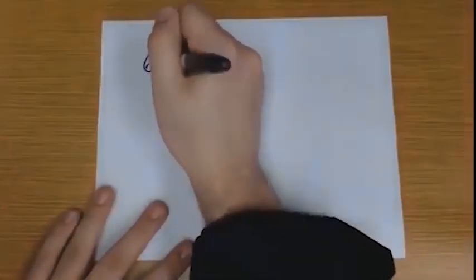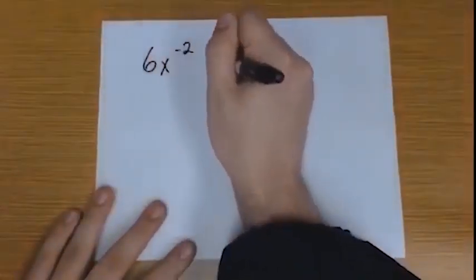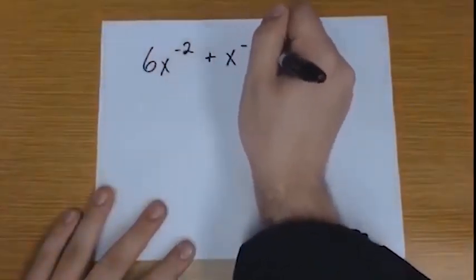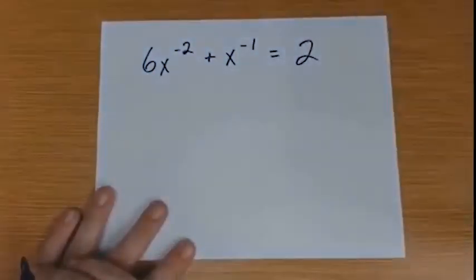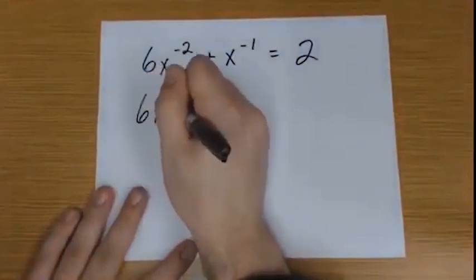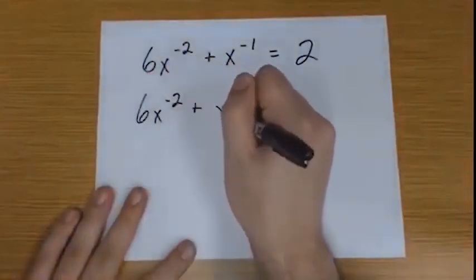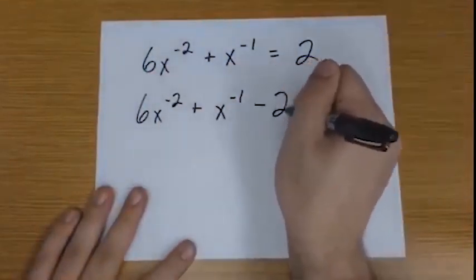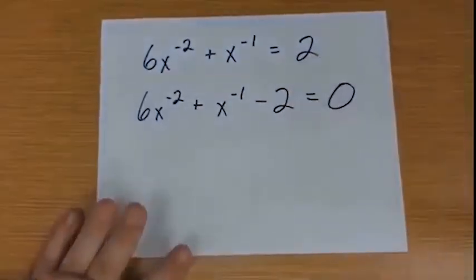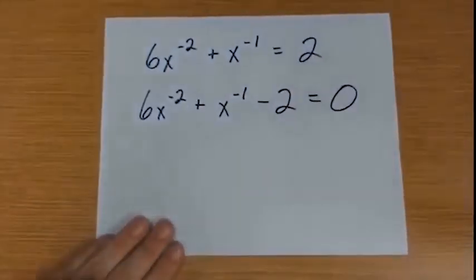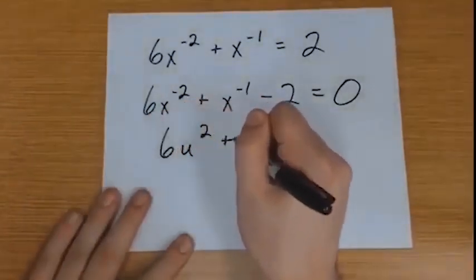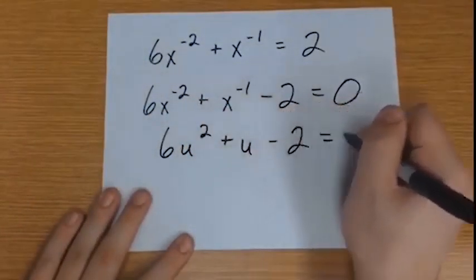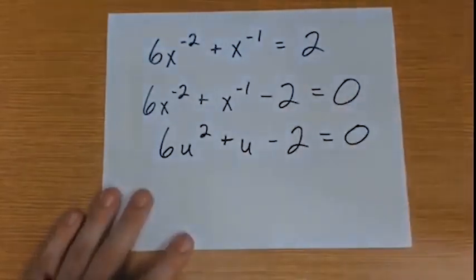And I promise I'll do better this time. 6x to the negative 2 plus x to the negative 1 equals 2. To help us see it's quadratic in form, let's subtract the 2 over so we get 0 on the right. We would really like it if this was 6u squared plus u minus 2 equals 0.